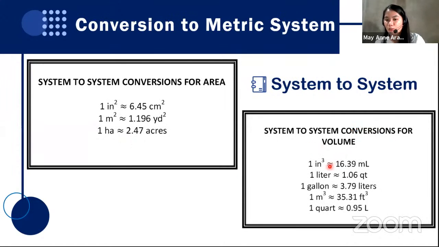Okay, for volume, 1 cubic inch is approximately equal to 16.39 milliliters. 1 liter is approximately equal to 1.06 quart. 1 gallon is approximately equal to 3.79 liters. 1 cubic meter is equal to 35.31 cubic feet. And 1 quart is approximately equal to 0.95 liters.